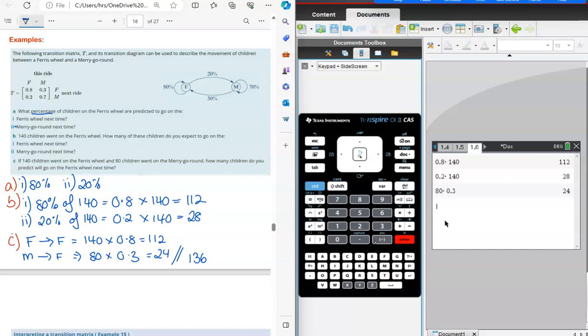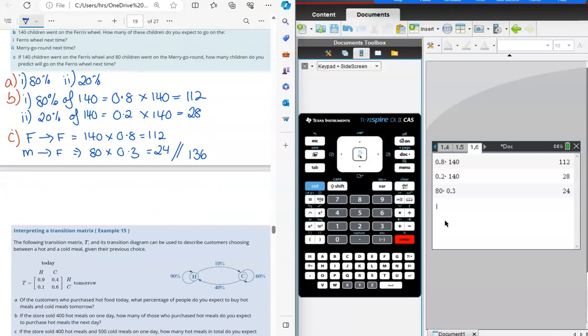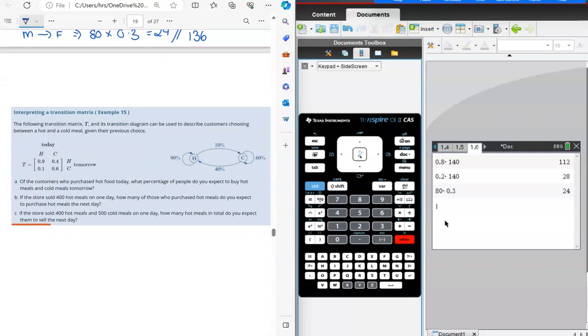Okay, so it's going to get annoying if we have to do all this. So what we're going to do is set up using matrices and the transition, where we can just predict how many at each of the states using it. So let's have a look at that.